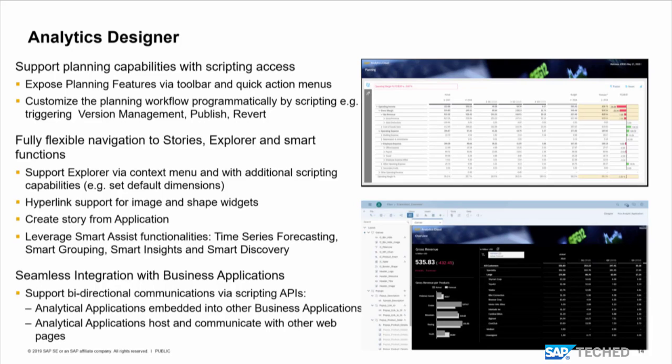Meaning from the outside world, you can transfer a parameter to my analytical application, or from the analytical application, you can pass a parameter through to the outside world. So here we are using the post message API as a technology. So on these slides are all the features that are not available in Lumira Designer, that only exist within Analytics Designer. Okay?